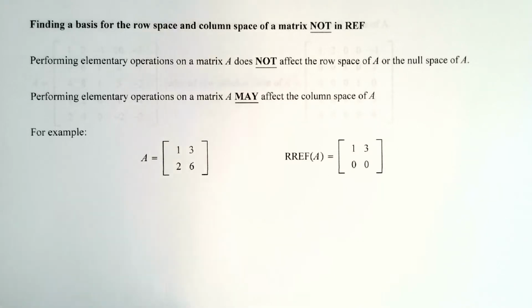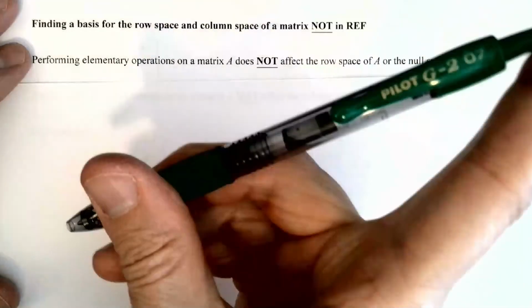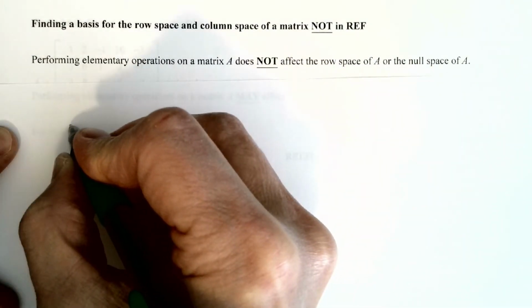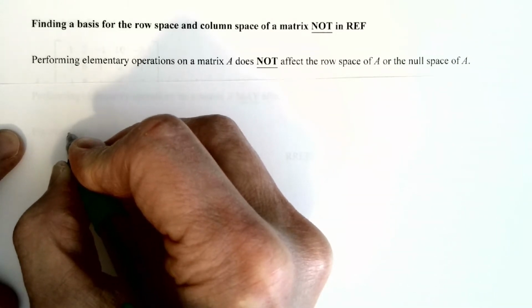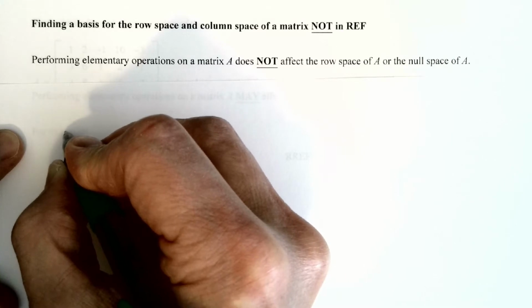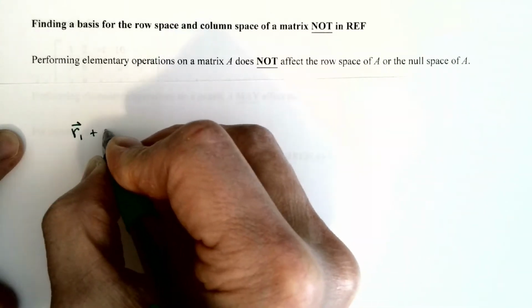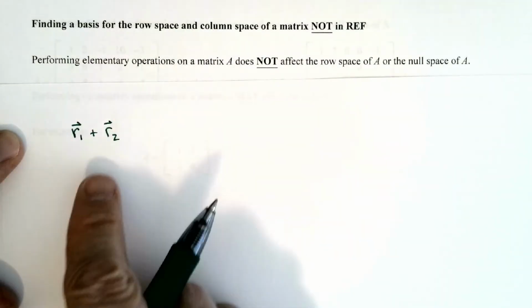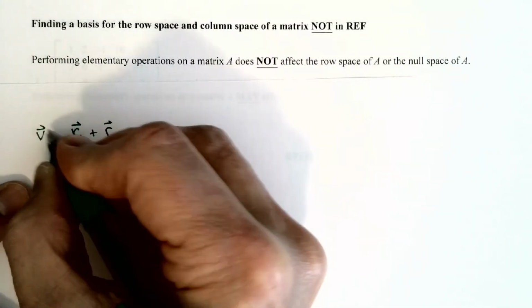Now, the row space of A is also not affected. Let's see if we can talk about this. Obviously, if I have a matrix A with row 1 and row 2, then if I have a vector in the row space of A, it could be like row 1 plus row 2. Let's say there are 2 rows, just to make it easy. If this is my vector, let's call it vector v.